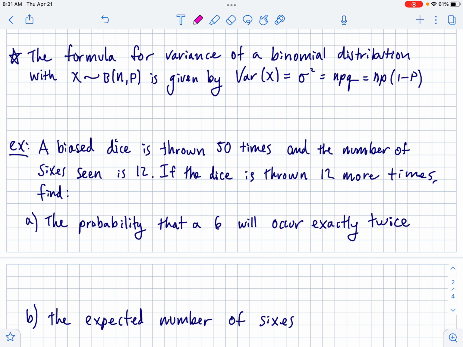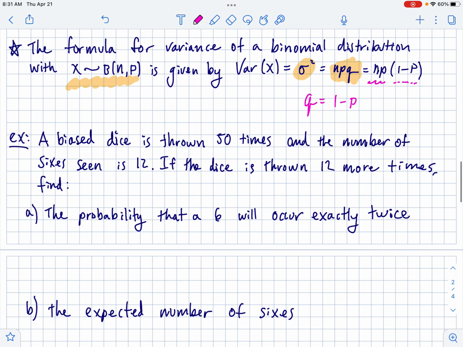The formula for variance of a binomial distribution. So we're starting with a regular distribution again. The notation for variance is little sigma squared, and it's just n times p times q, where q is the complement of p, so it's 1 minus p. An alternate version of that is np times (1 minus p).